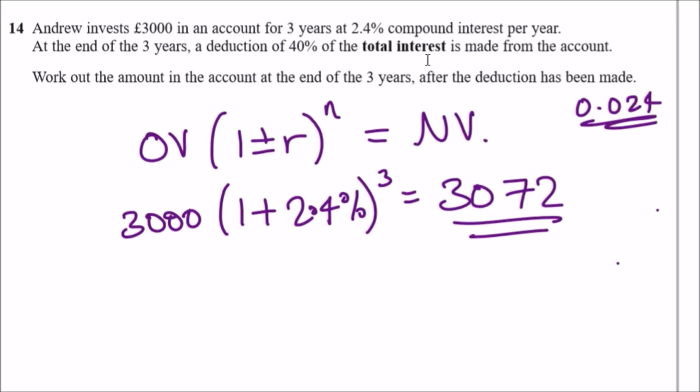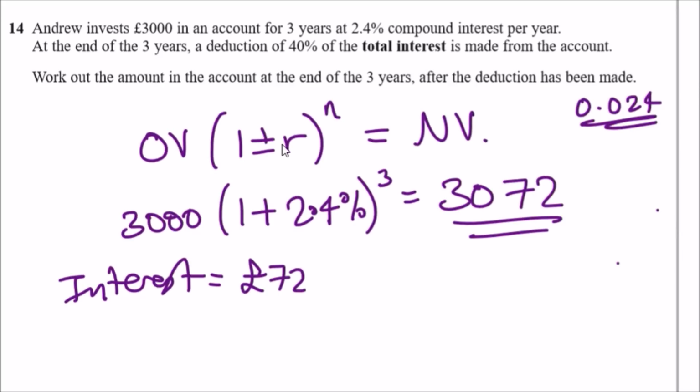the total interest is made from the account. Firstly, this is the interest component. The interest component is the extra amount added after the 3 years. We can see from 3,000 to 3,072, it's gone up by £72. So the interest component is £72. Now we need to deduct it by 40%.